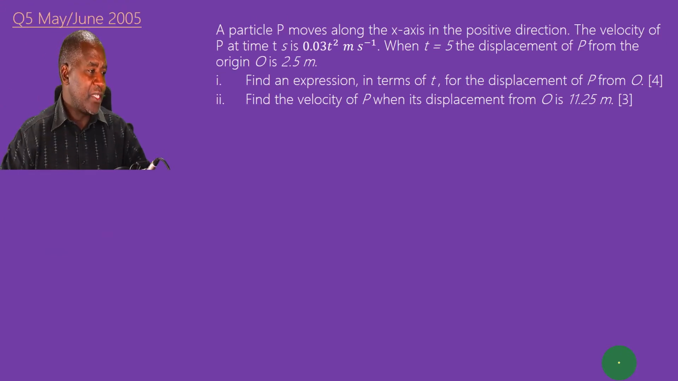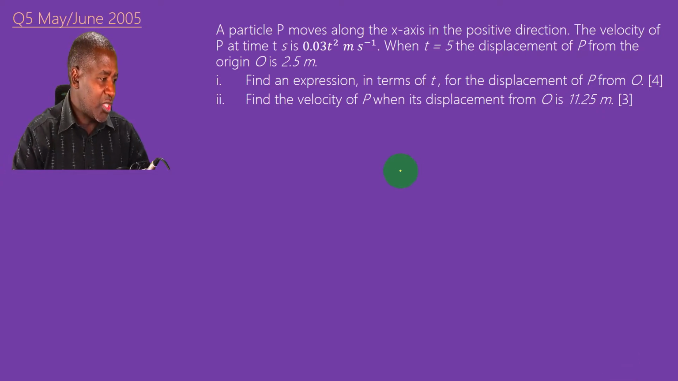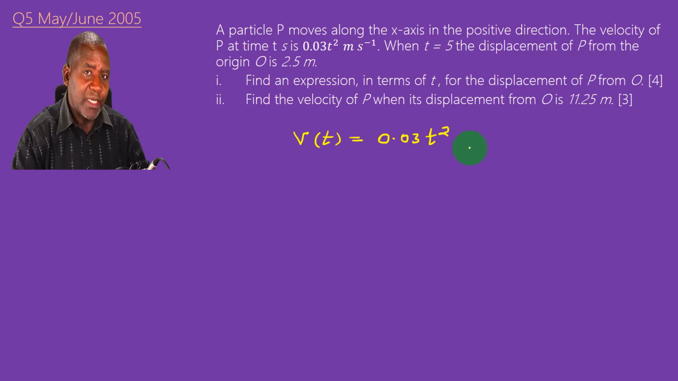In question 5, this is definitely about integration and differentiation. Let's see what we have. We are told that a particle P moves along the x-axis in the positive direction. The velocity of the particle P at time t is 0.03 t squared. So at this point, I want to state that velocity as a function of time, because this is how we write it, is given by this expression, 0.03 t squared, meters per second.